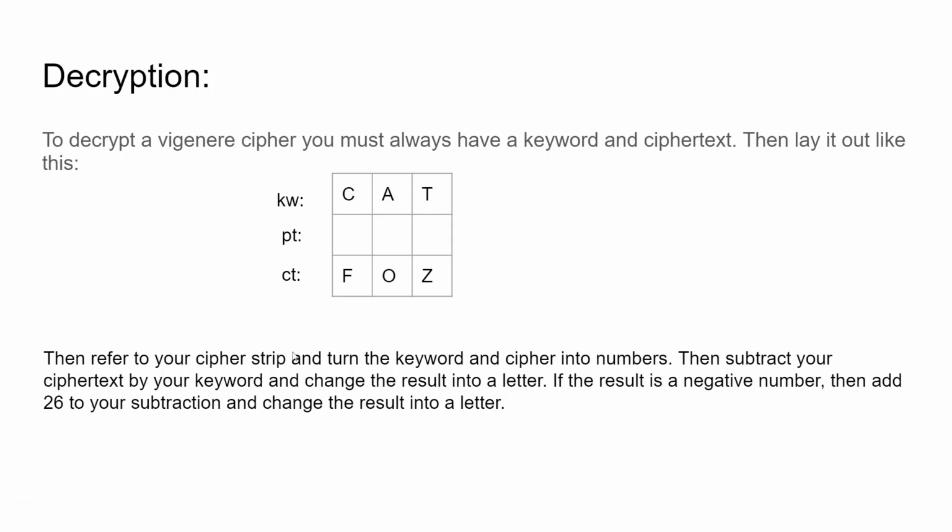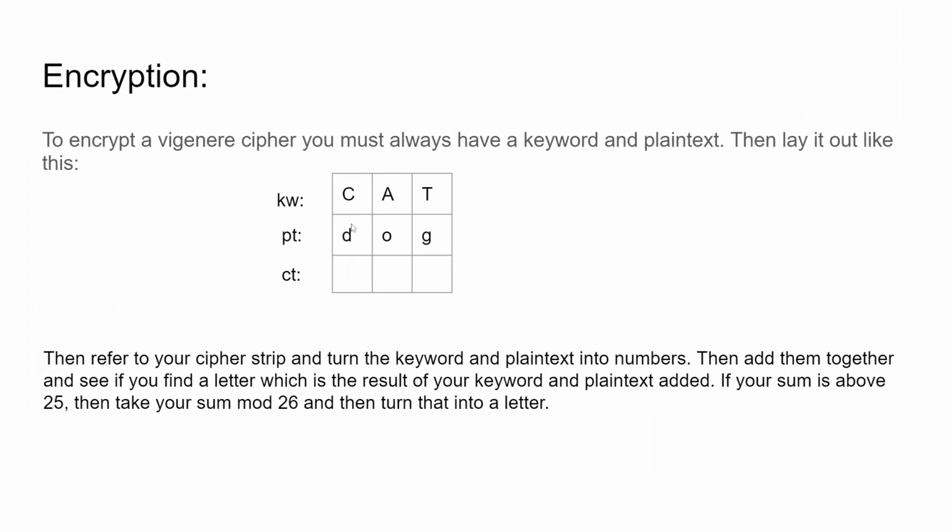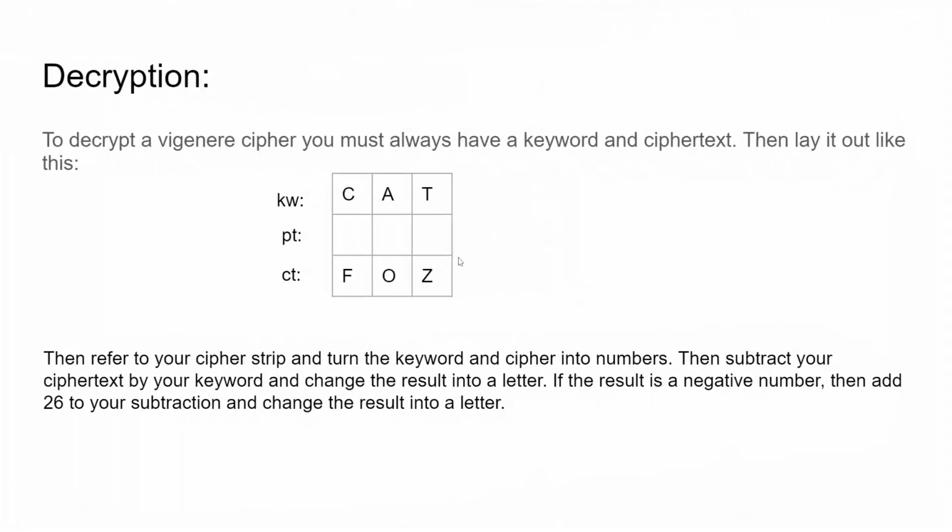Then refer to your cipher strip and turn the keyword and ciphertext into numbers. Then subtract your keyword from your ciphertext and change the result into a letter. If the result is a negative number, then add 26 to your subtraction and change the result into a letter. That means it's F minus C. F is 5 and C is 2. 5 minus 2 is 3, and in case you didn't know, which I already said previously, 3 is D. So our first plaintext letter is D.